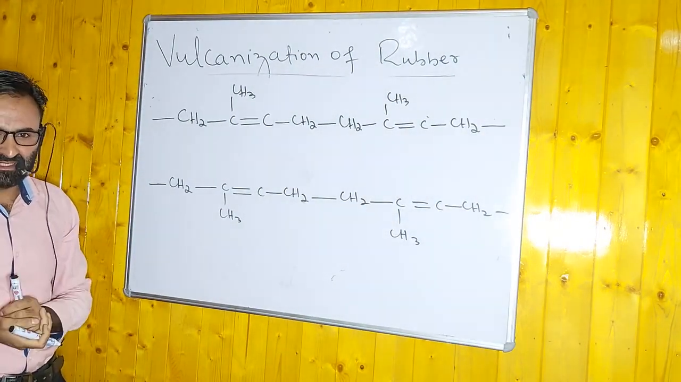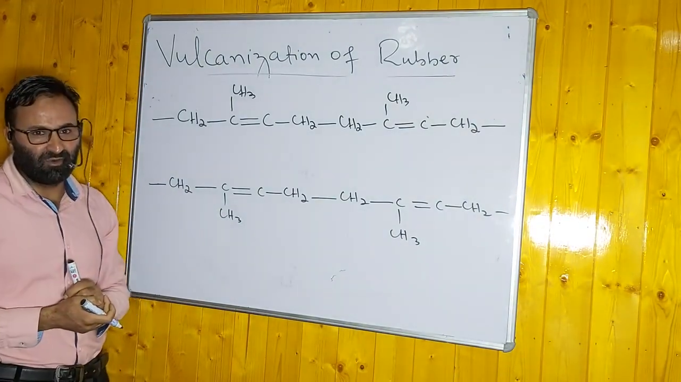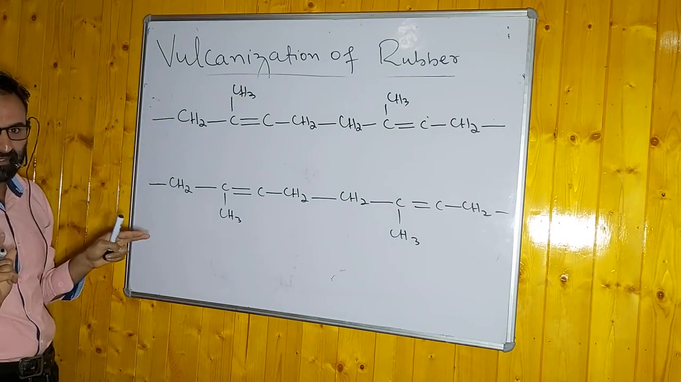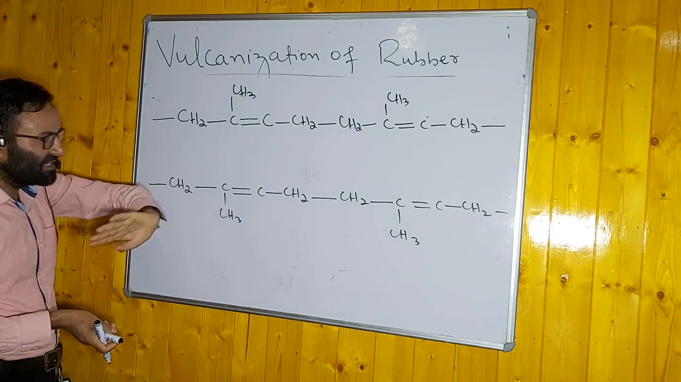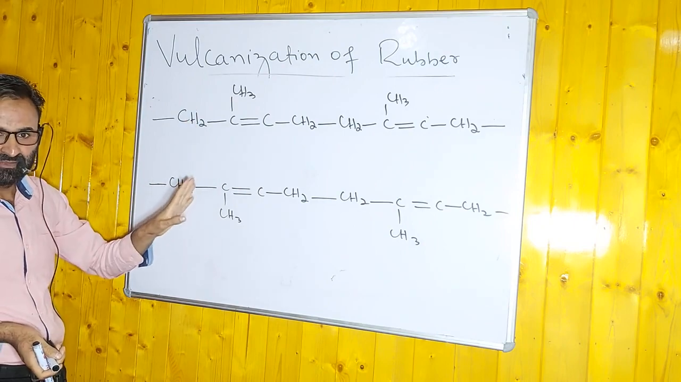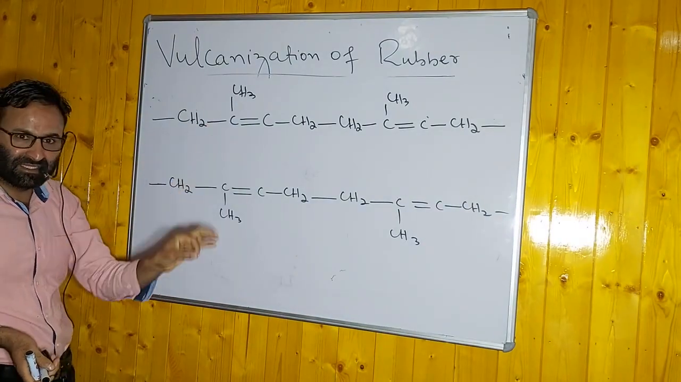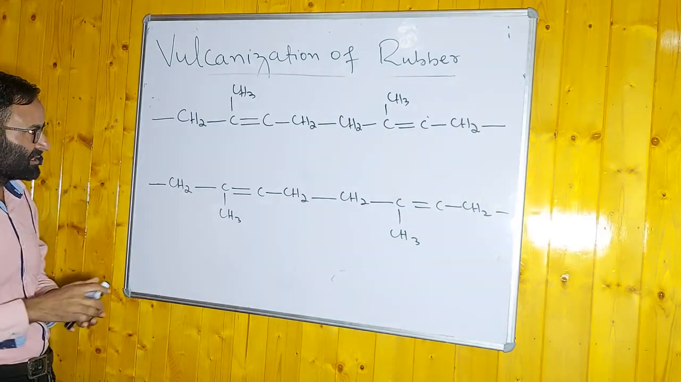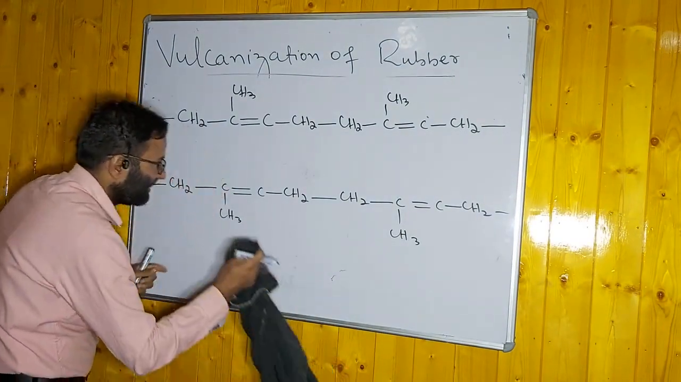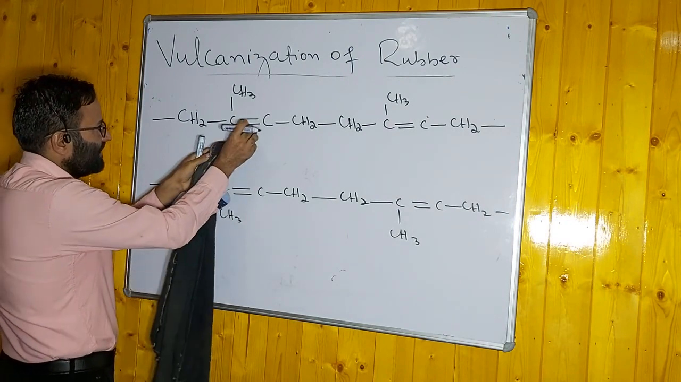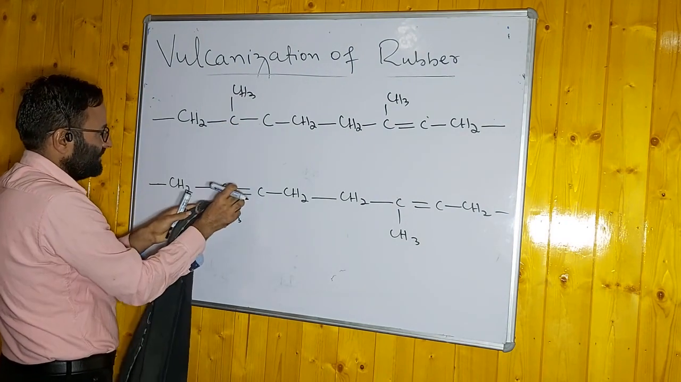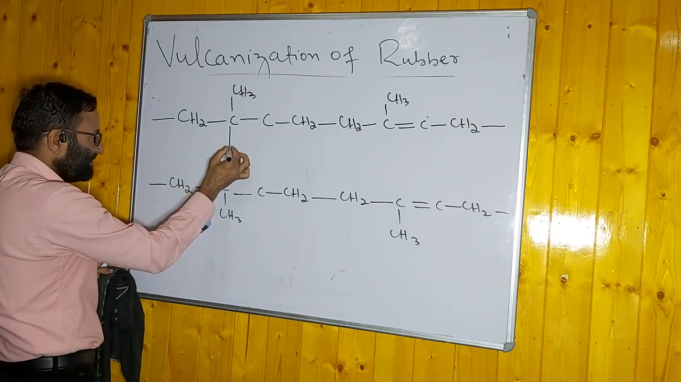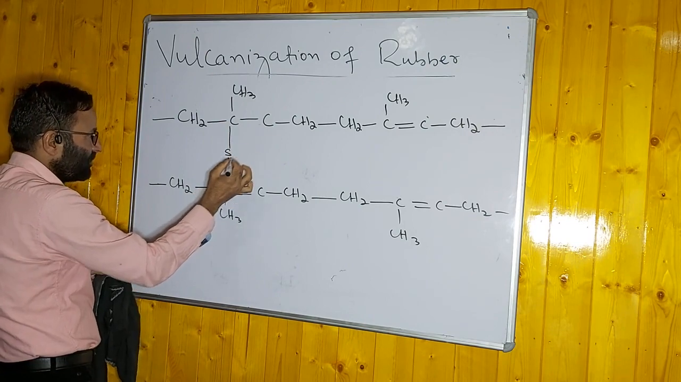Now the question arises, where are the sulfur bridges being formed? Sulfur bridges are formed between the two polymeric chains at two sides. The double bonds will vanish. When the number of double bonds decreases, the properties of the natural rubber will be improved. Remember this point. I will show the first linkage. How will the sulfur bridge be formed? The double bond will vanish. This is the double bond. It means that the sulfur bridge will be formed at the reactive double bond site.